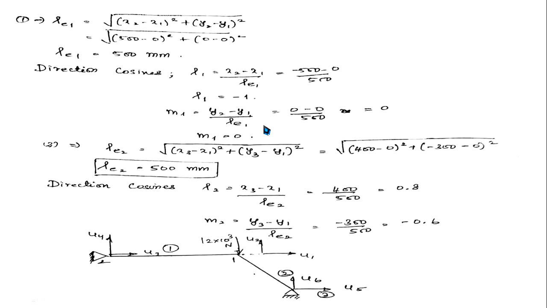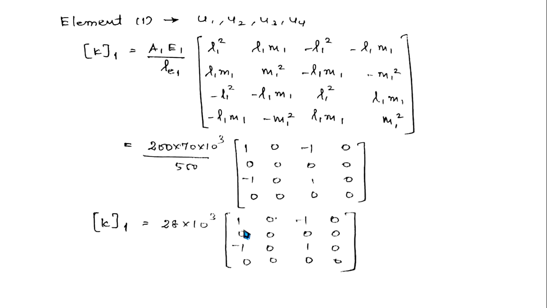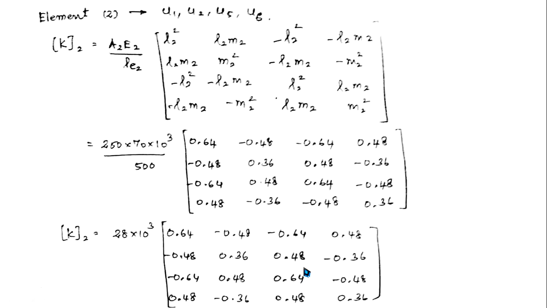So you can calculate the equivalent length of element number 2, and you can straight away go and calculate the direction cosine L2, and that's it. After this, the substitution. For element number 1, the area is common, Young's modulus is common, and the equivalent length we have calculated. Substitute the respective L1, M1 formula, simplify, and this will be your final stiffness matrix.